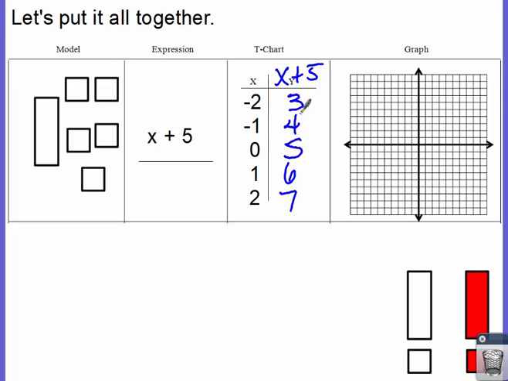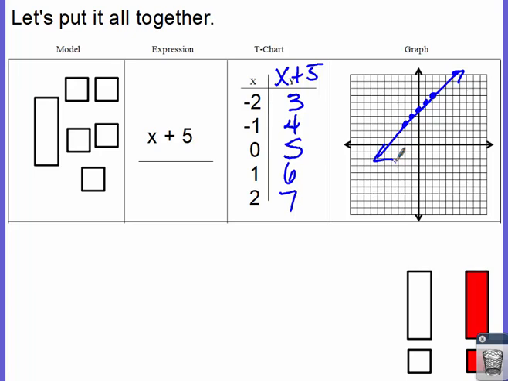So negative 2, 3 says I'm from the origin, I'm going to go left 2, up 3, and put a dot. The next one says I'm going to go left 1, up 4, put a dot. Next one says I'm going to go right or left none, go up 5, put a dot. Next one says right 1, up 6, put a dot. And then the last one says right 2, up 7, put a dot. So now to represent the whole expression, we do need to draw a line through it and extend out on both ends.